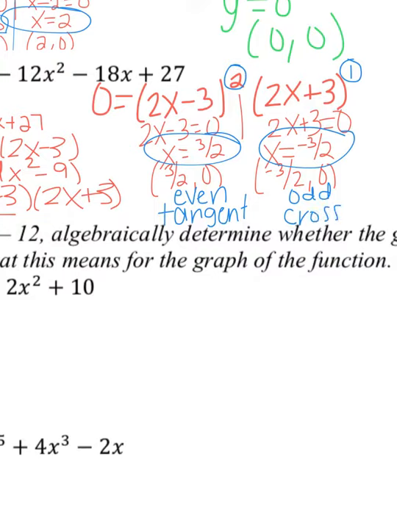So for number 10, you are going to write: at x equals 3 over 2, the multiplicity is even, so f of x is tangent to the x-axis at 3 over 2. The other one: at x equals negative 3 over 2, the multiplicity is odd, so f of x crosses the x-axis at negative 3 over 2.